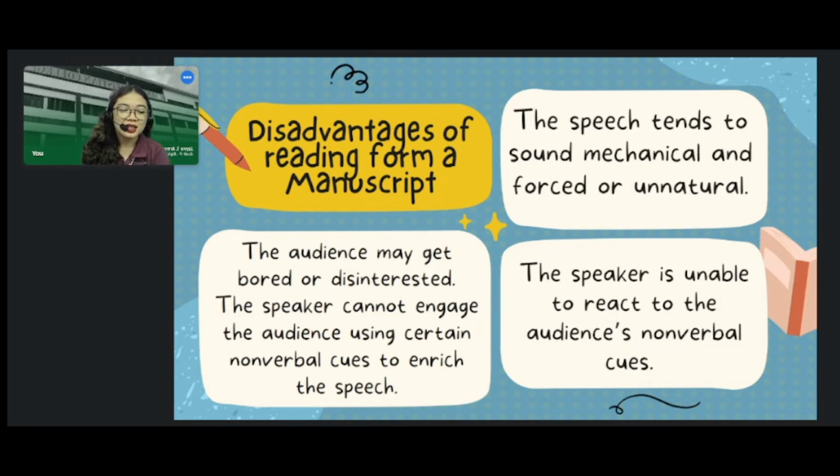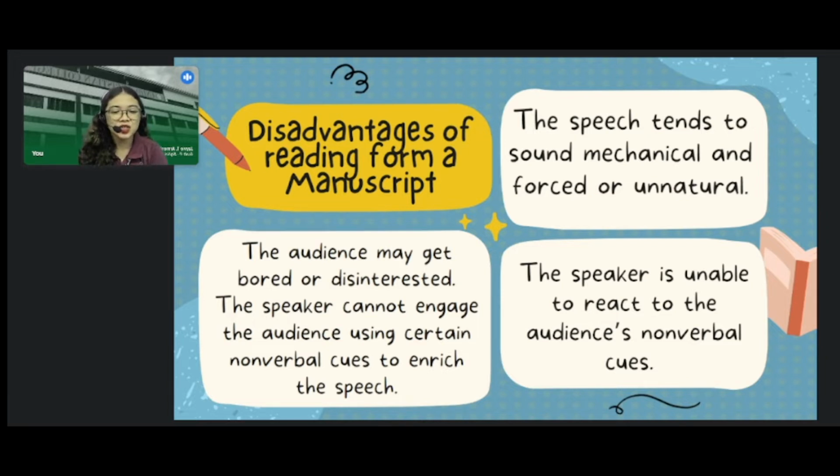Okay, next. The speaker is unable to react to the audience's nonverbal cues. Again, because you are reading from a manuscript, you are too focused on the copy of your speech. You will not be able to have a connection with your audience. Because your eyes are too focused on the paper that you are handling, you will not be able to look at the eyes of your audience. You will not notice if their attention is on you pa ba or wala na.